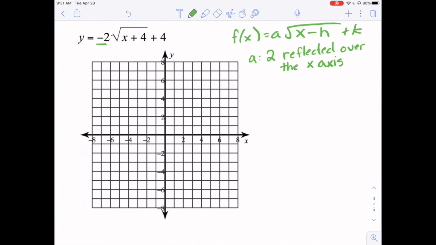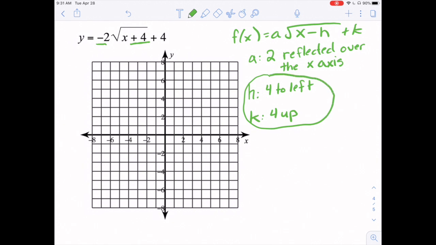Okay, my horizontal shift, my h, this time I have positive 4, so that means my first point is going to be 4 to the left of the origin, and then my k is going to be 4 up. Okay, remember that h and k represent your first coordinate.